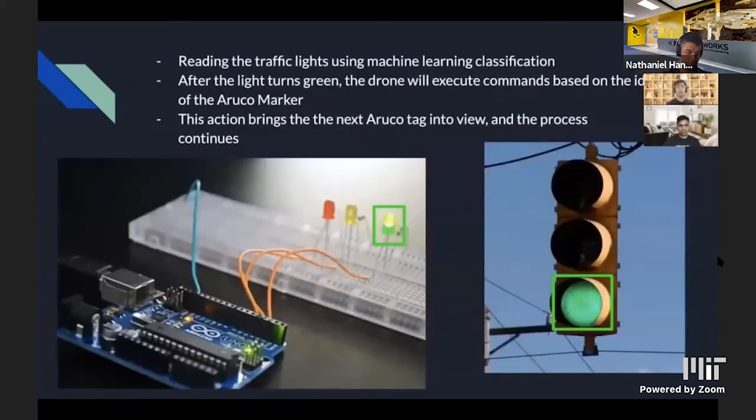Yeah, so after getting the right orientation from the Aruco marker, what we need to do next is read the traffic light. And this is done using machine learning with the neural network, which we'll elaborate on later actually. And basically what it does is if it detects that the light is green, the drone will execute the commands based on the ID of the AR tag. And these commands could include anything from turning to moving up or moving down. And this action will bring the next AR tag into view and the process will repeat itself. And here is a video of our result.